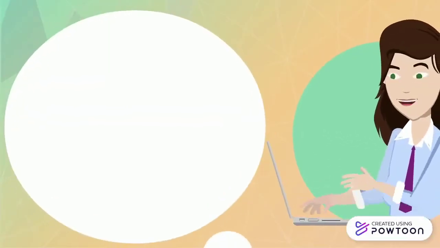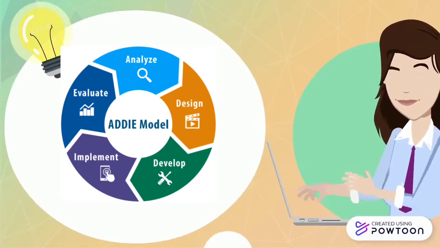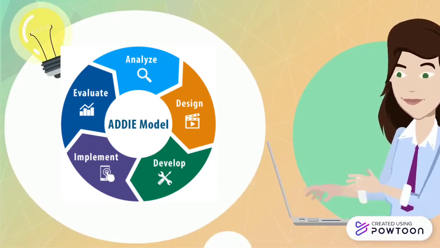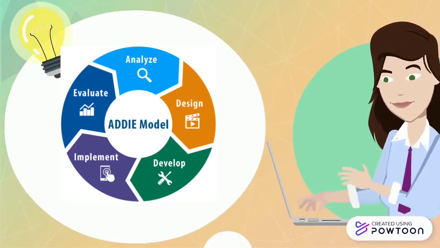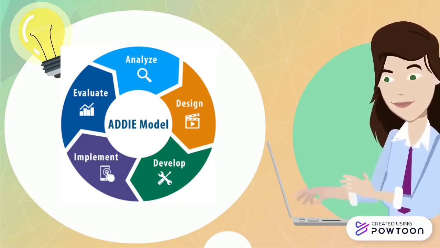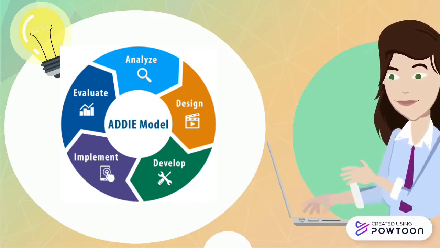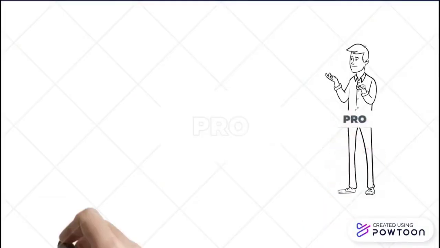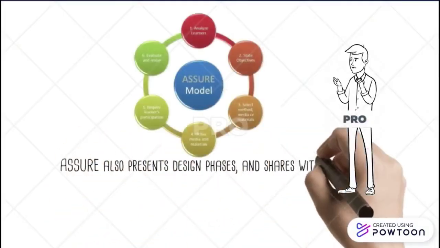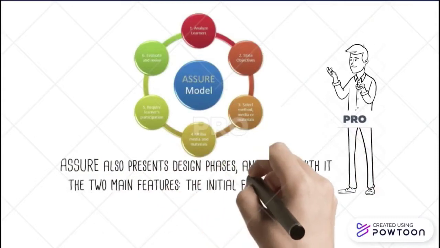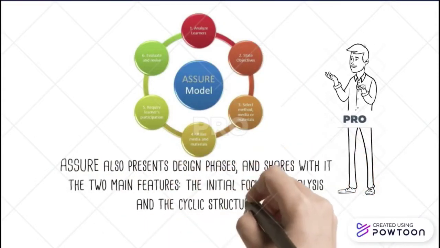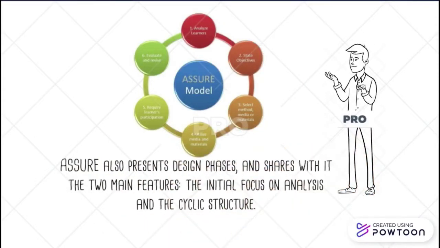This Assure model is an enriched evolution of the ADDIE general model. Although the Assure model has 6 steps which do not exactly correspond to ADDIE, which has 5, Assure also presents design phases and shares with it the 2 main features. First, the initial focus on analysis and the cyclic structures.